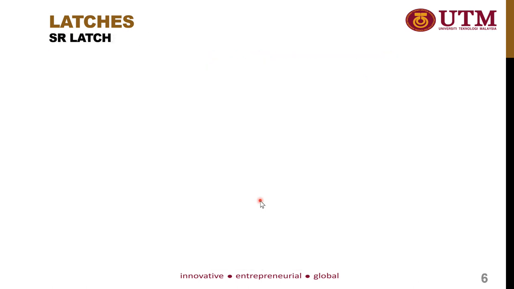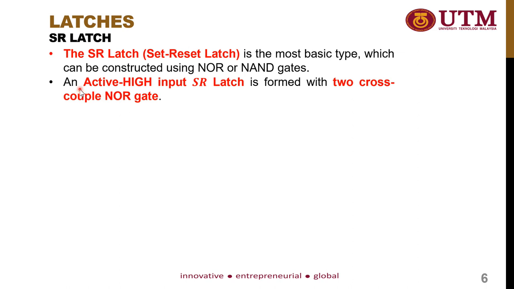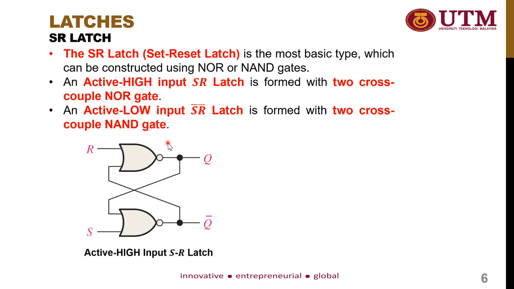So let's continue. The first type of latch that we are learning today is the SR latch. The SR latch, which is pronounced set-reset latch, is the most basic type, and can be constructed using NOR or NAND gates. So we have the option to design the latch using NOR or NAND gates. An active high input SR latch is formed with two cross-coupled NOR gates, and an active low input S bar R bar latch is formed with two cross-coupled NAND gates. So if you want to design the active high input SR latch, you need to use the NOR gate.